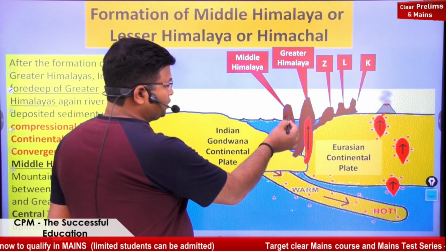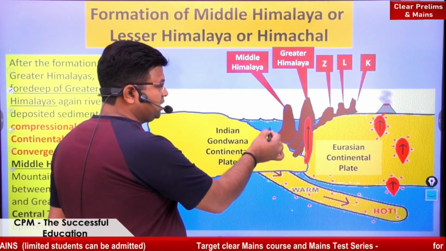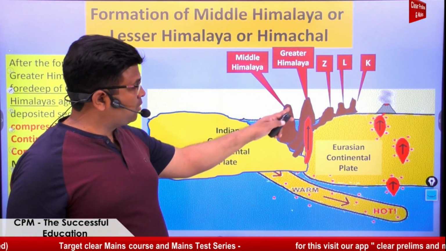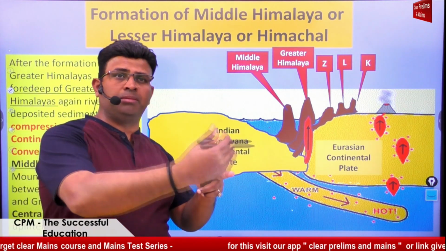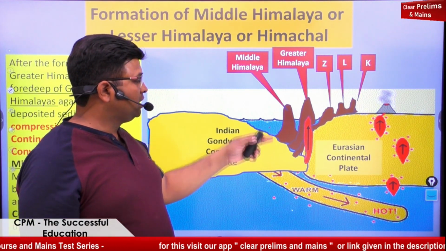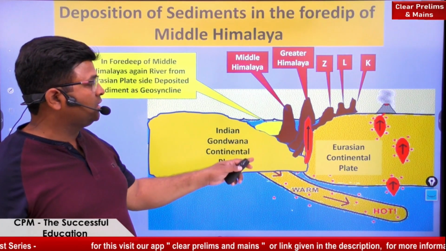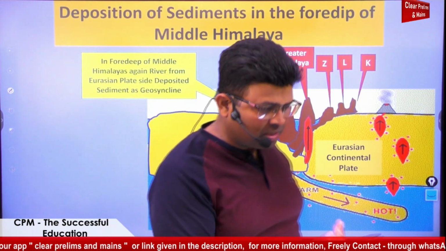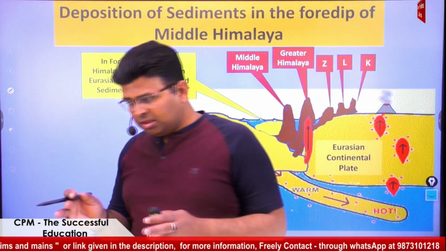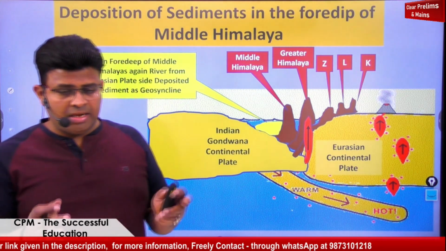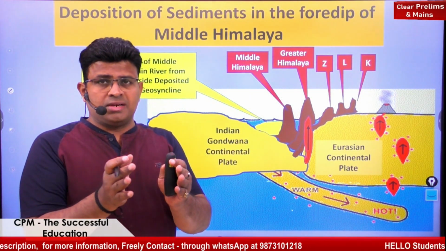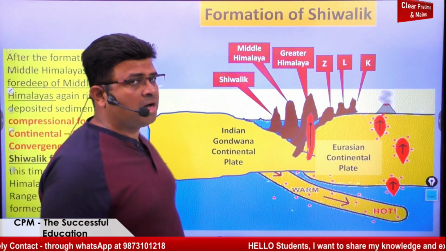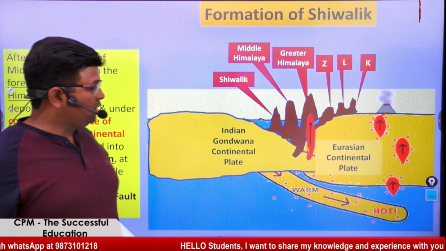And after the formation of the Middle Himalayas, again a small foredip has been created. And in this foredip of the Middle Himalayas, means in front of the Middle Himalayas, in the deeper part, the river again deposited its sediments. So the river deposited sediments, and you must start understanding what is going to happen. These deposited sediments, or geosyncline, under continental convergence and compressional force, have been buckled into the Shivalik range. It buckled into which one?